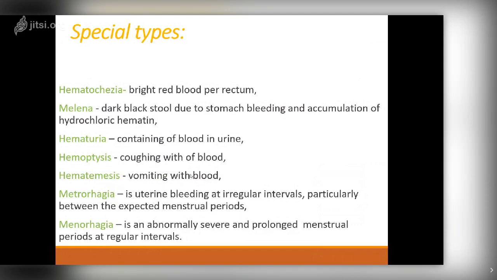Vice versa, in patients with chronic renal failure, we will discuss uremia, presence of urea. So not urea, of course, but the waste products of protein breakdown in blood. Hemoptysis, coughing with blood. Hematemesis, vomiting with blood. Metrorrhagia, this term is used for uterine irregular bleeding. And vice versa, menorrhagia, it is abnormal, severe and prolonged menstrual bleeding that occurs in regular intervals.